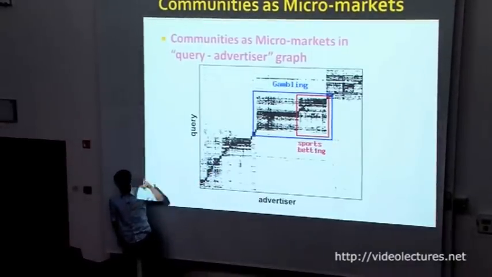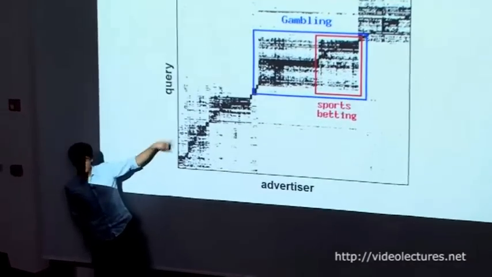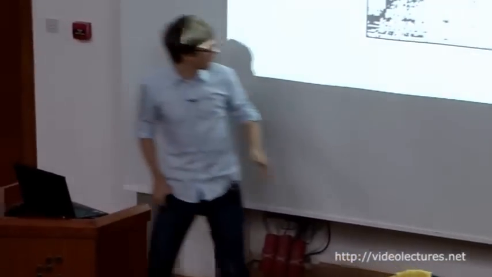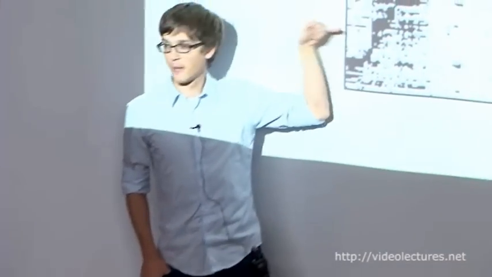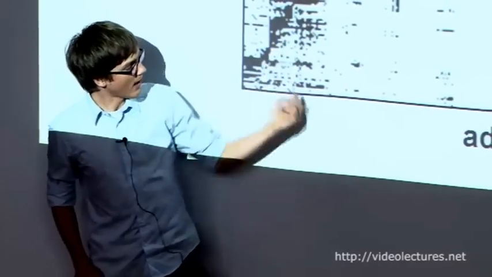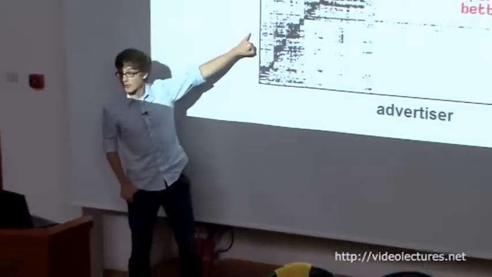And what are the nodes in my network now? I have advertisers, and these are the queries they bid on, right? So basically in web search, you have the ads, and a particular advertiser can bid on a particular query. So the idea is that whenever somebody searches for a line here, all these guys will compete to have their ad displayed next to that query, right?